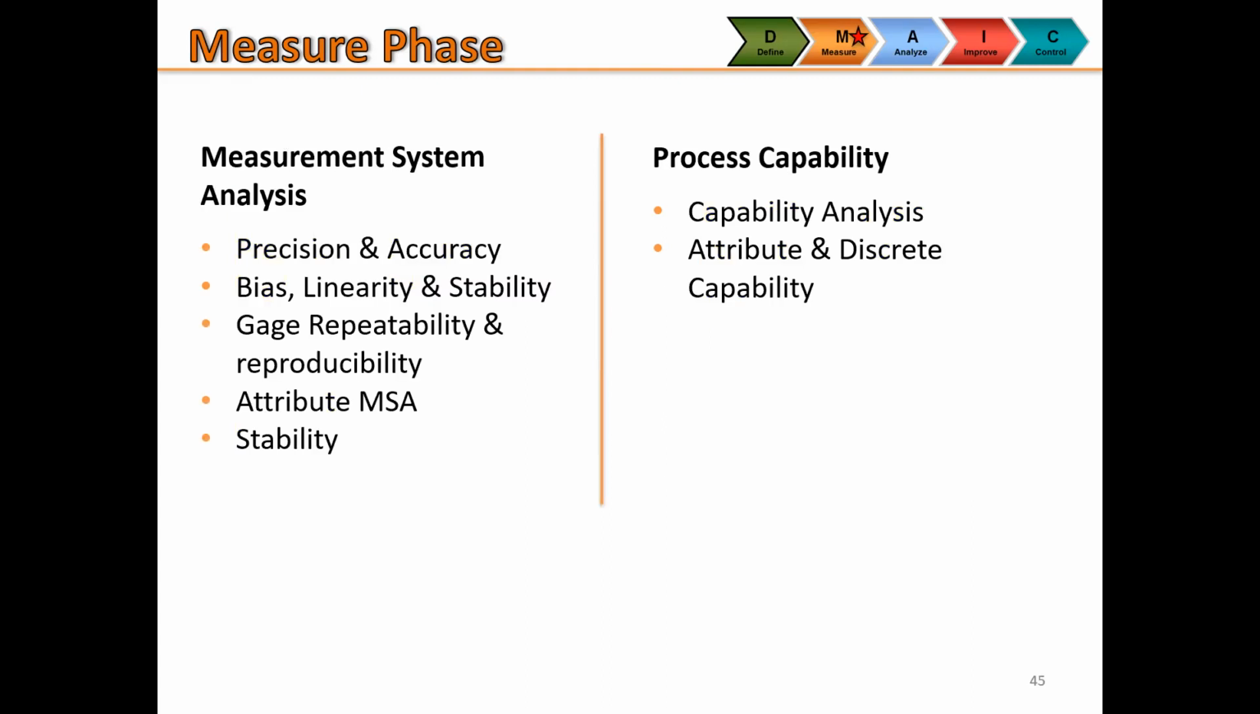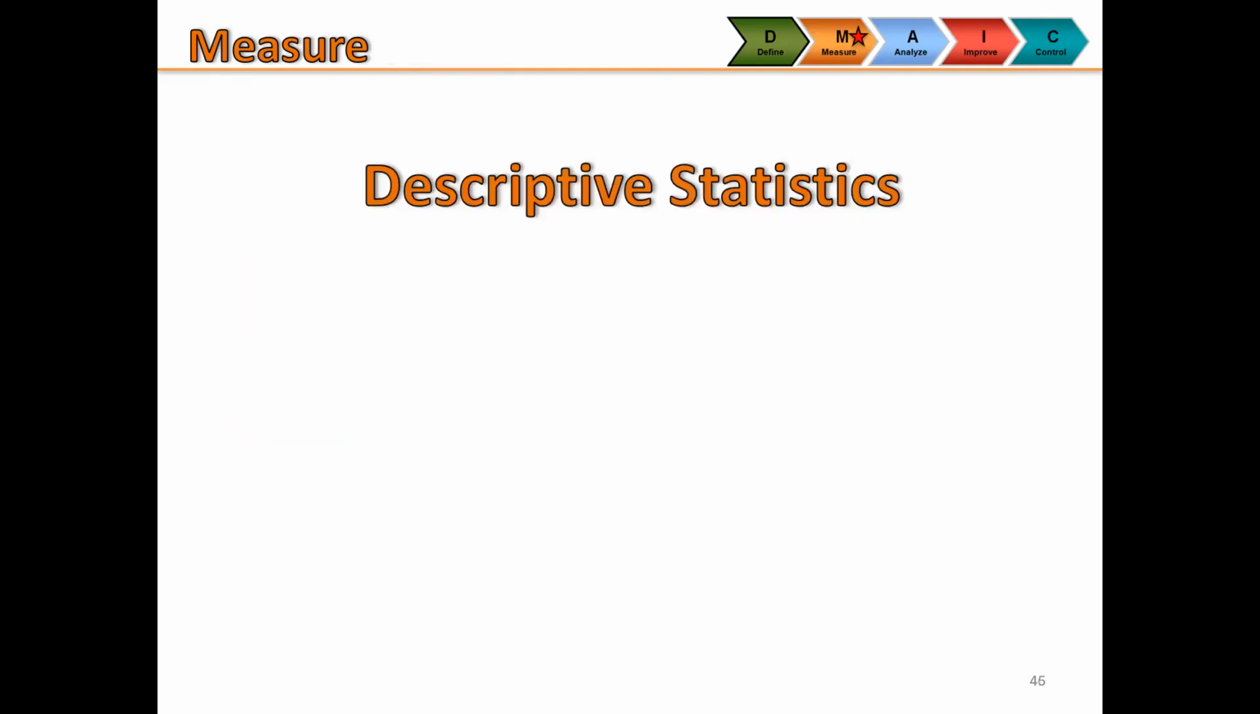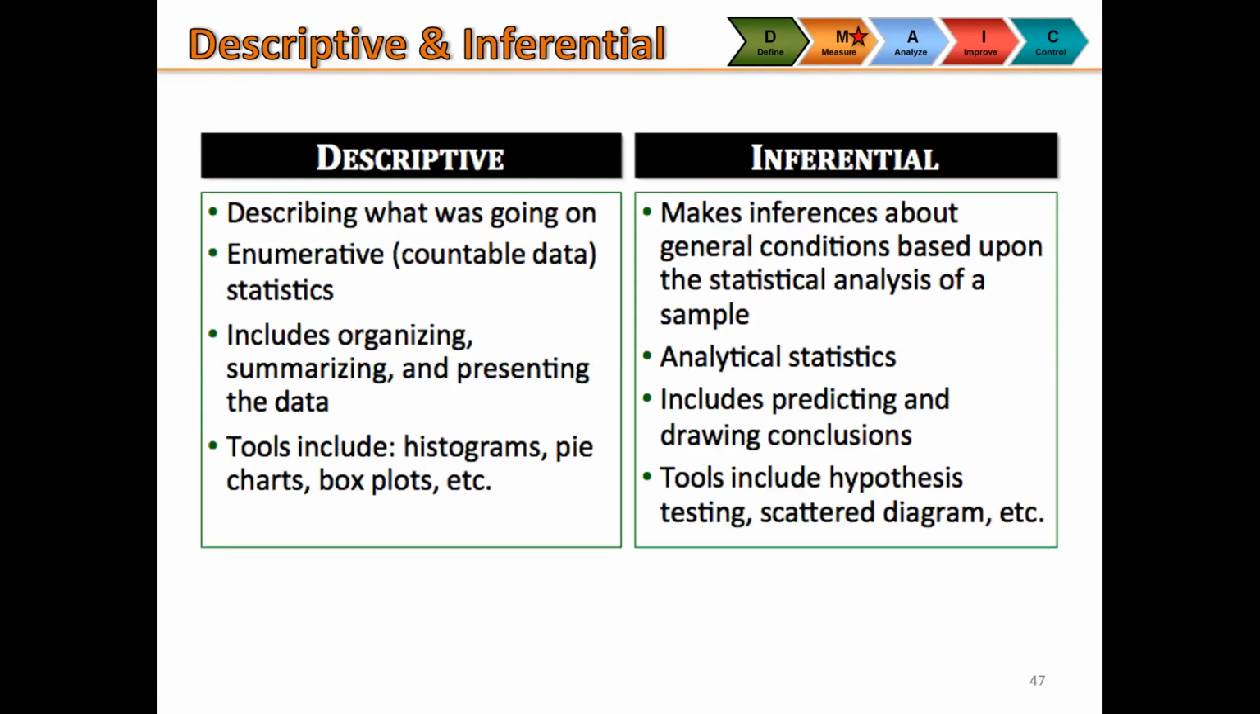And then next week, we're going to get into precision and accuracy, gauge R&R, bias, attribute MSA, and capability analysis. So here we go. Descriptive statistics describe what's going on. It includes organizing, summarizing, and presenting the data. Some of the tools are histograms, pie charts, box plots. And then inferential statistics is about making inferences about samples. And that's what we're going to be doing most of the time, right?